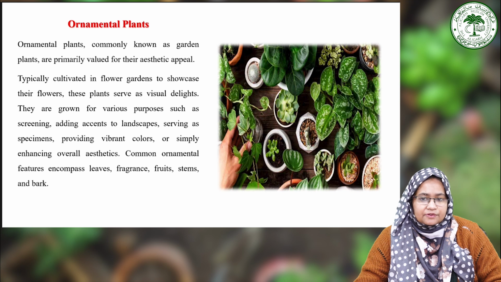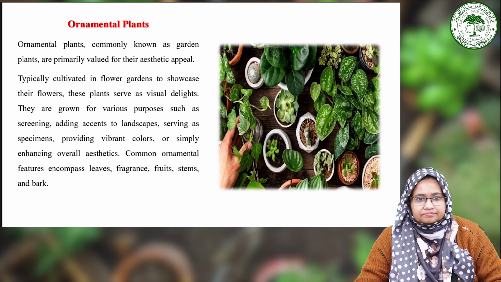They are usually grown in the flower garden or for the display of their flowers. It is a plant primarily grown for its beauty, either for screening, accent, specimen, color, or aesthetic reasons. Common ornamental features include leaves, scent, fruit, stem, and bark.